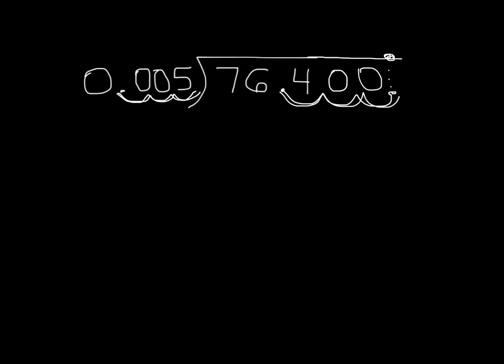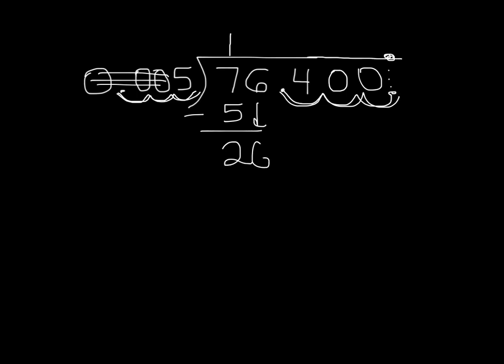So now I'm ready to divide. 7 divided by 5 is 1. I'm just dividing by 5 here, even though all those zeros are there. If you want to just cross them out so it doesn't get confusing, that's fine. 7 divided by 5 is 1. 1 times 5 is 5. 7 minus 5 is 2.